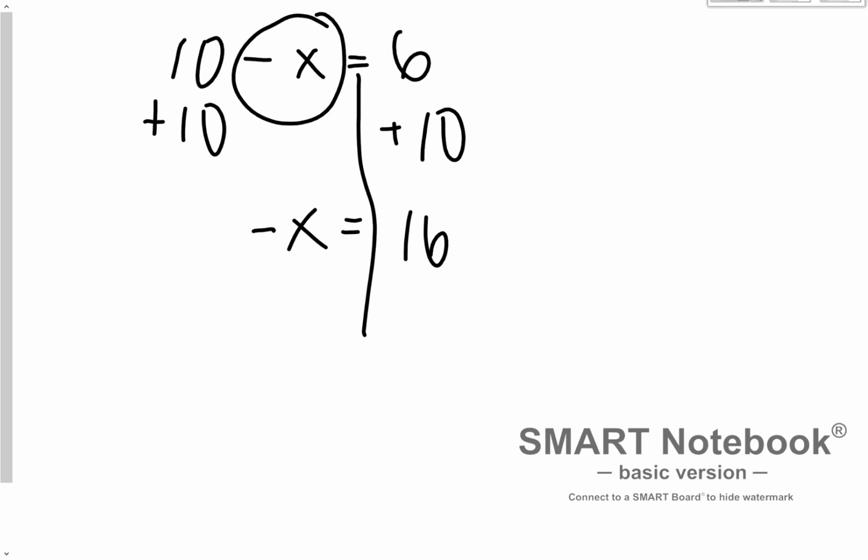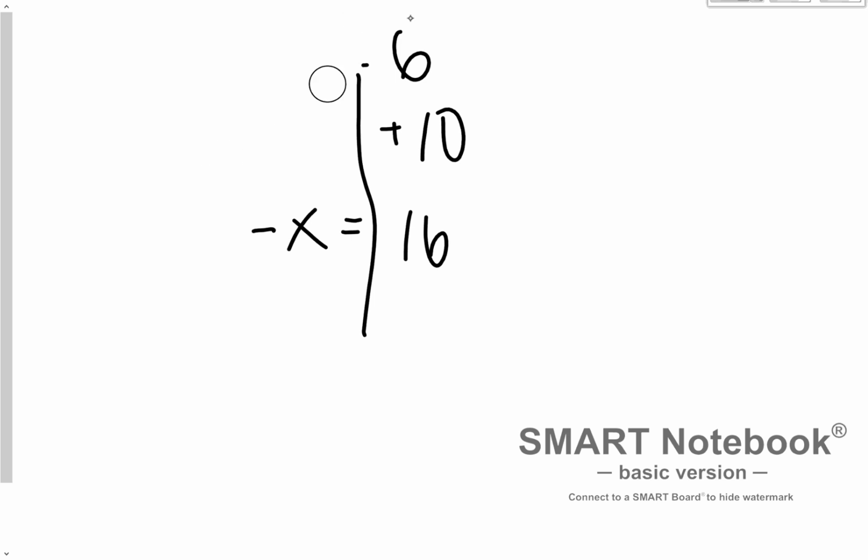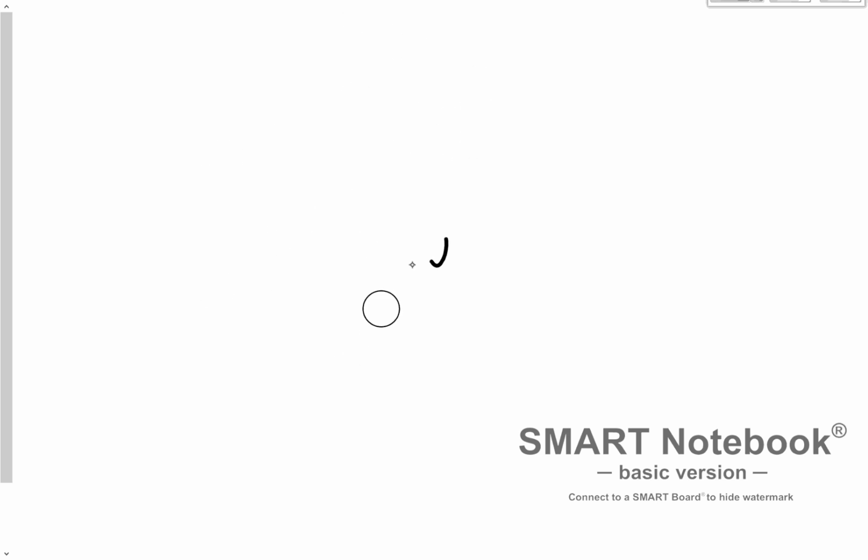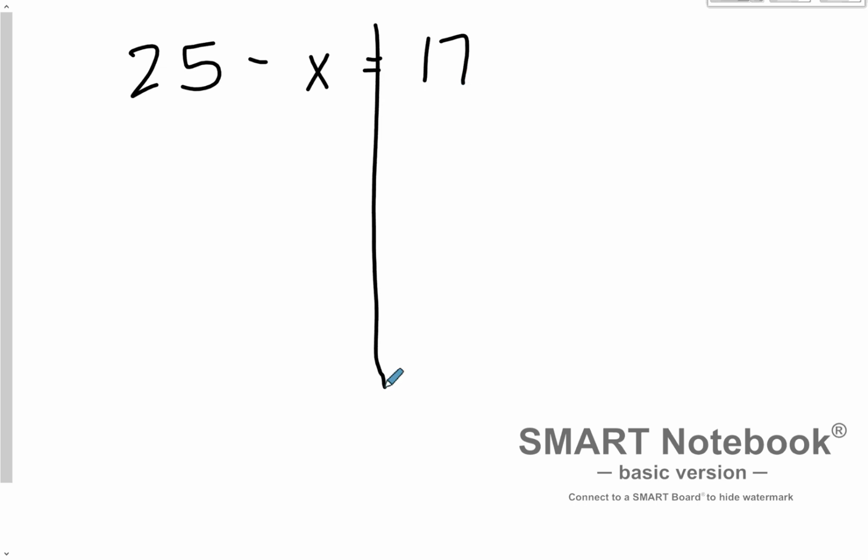All right, so now I'm going to want you to start following along because we're going to go through some examples of solving these problems that I want you to know how to do. Okay, so let's do 25 minus x equals 17. Two different ways we can do this. I'll show you both ways. The first way I think is the easiest because you're just canceling out what you have.